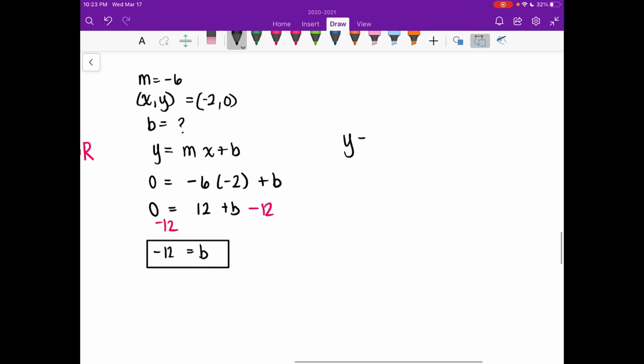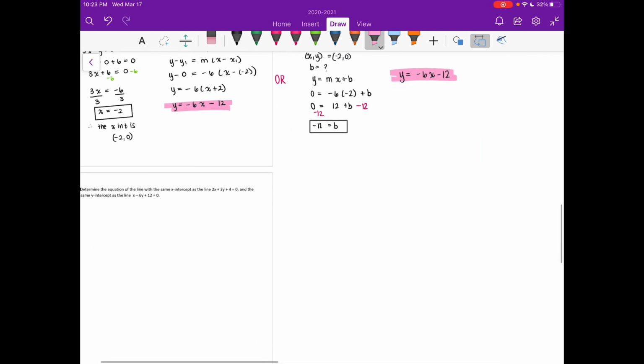So my equation of the line is y equals negative 6x minus 12. Either way, your answer is right. It just depends on which way you are more comfortable doing it. I really don't have a preference at all. Just whatever way makes more logical sense to you. Okay?